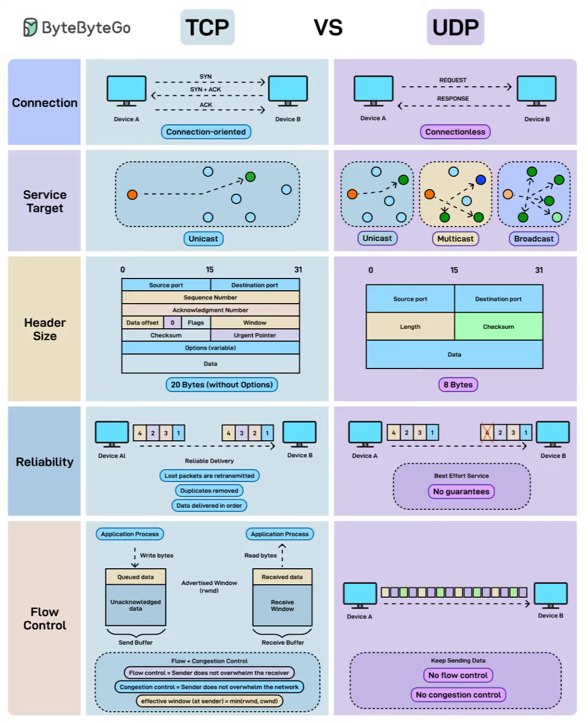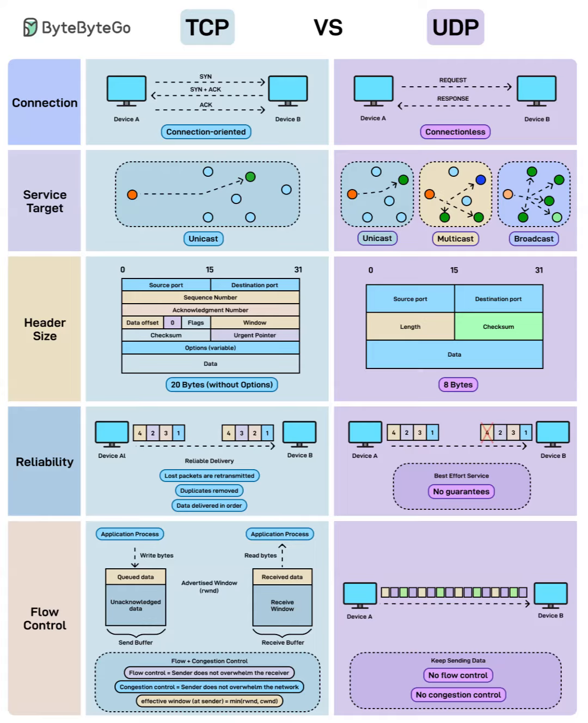Use cases: real-time voice and video, multiplayer gaming, live streaming, DNS lookups, scenarios where freshness matters more than perfect reliability. Service targets and addressing. Both TCP and UDP support unicast, one sender to one receiver.